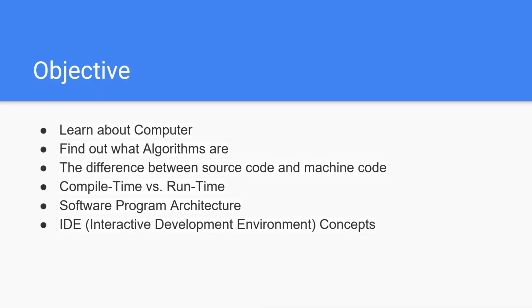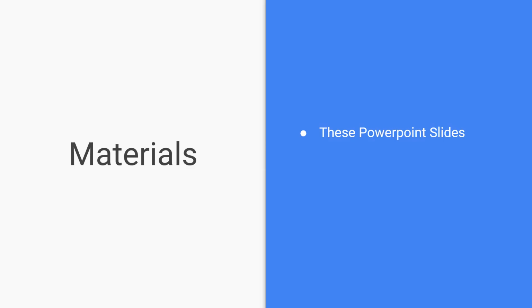So our objectives here are going to be to learn a little bit about the computer and to discuss algorithms, the difference between source code and machine code, our design, compile, and runtime, software program architecture, and then we're also going to look at integrated development environments. The materials you'll need are just the slides that are presented during this session.